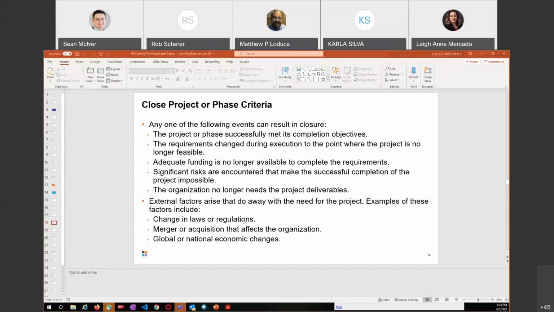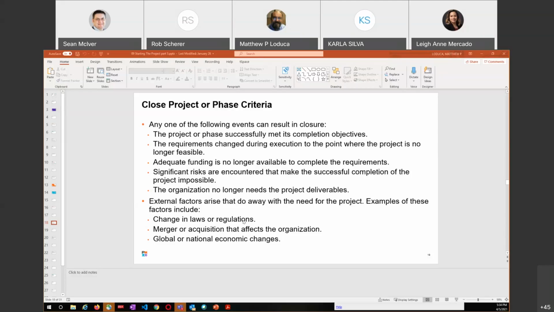Or the organization no longer needs the project deliverables. You know, regulatory requirements vanish or change, and all of a sudden it's like, well, I don't have to do this anymore. Why do we want this? So there's another reason why a project would close.